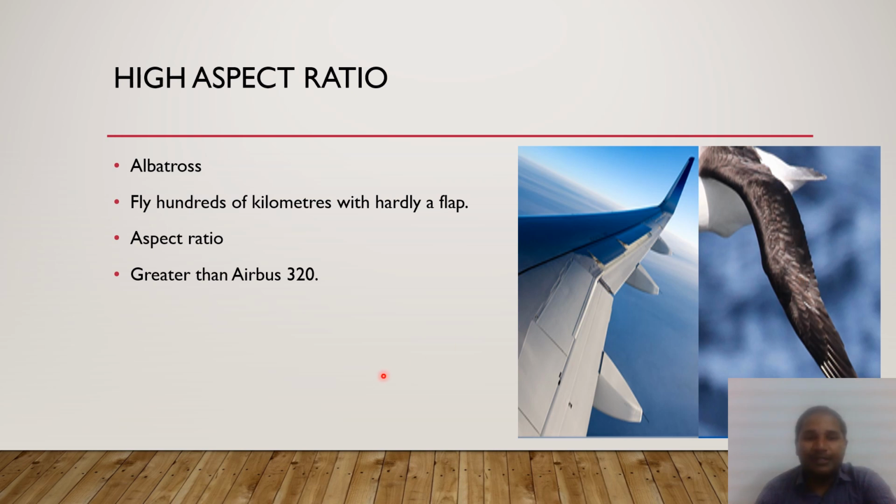Still, Airbus engineers are studying this concept deeply. Although the Airbus 320 has a lesser aspect ratio than the albatross, the bird still manages to control its wings very effectively. I hope that if we are able to predict the ways it controls a high aspect ratio wing more effectively, that would help us in maintaining the stability of the aircraft.